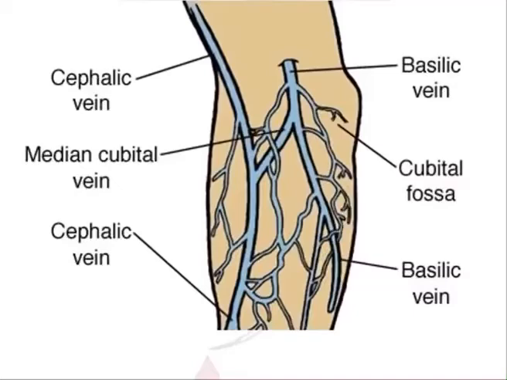Cubital fossa area. This area is where all three veins lie: the median cubital, the cephalic, and the basilic veins. Now, I highly recommend following this order. First, look for the median cubital, then the cephalic, and then of course the basilic.